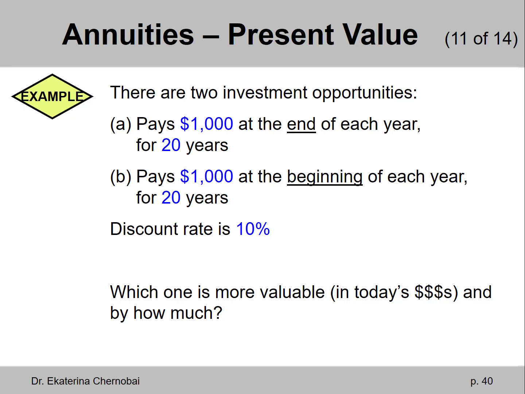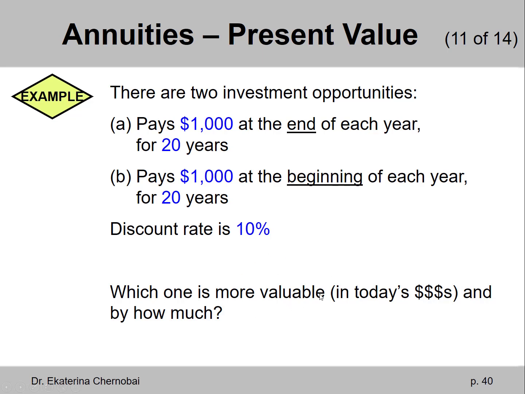Let's say there are two investment opportunities, A and B. A pays you $1,000 at the end of each year for 20 years. B pays you $1,000 at the beginning of each year for 20 years. The discount rate is 10%. Which one of these two investment opportunities is more valuable in today's dollars, and by how much?